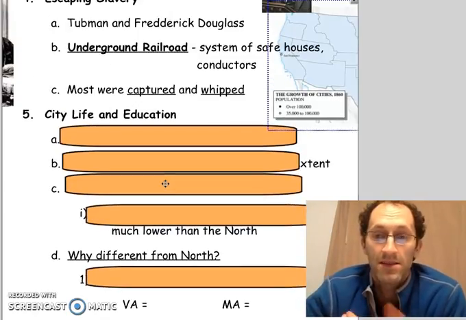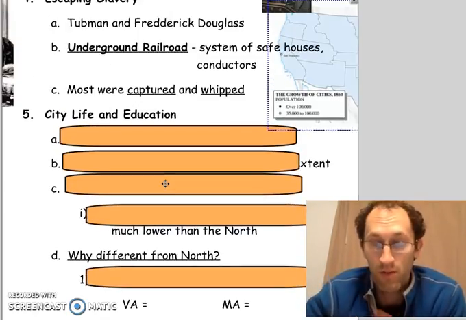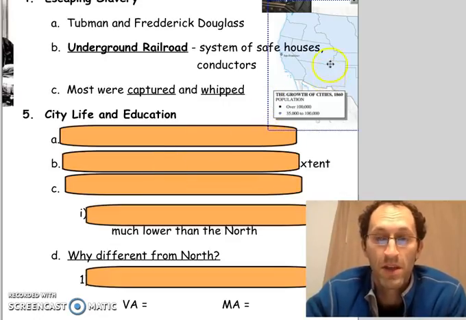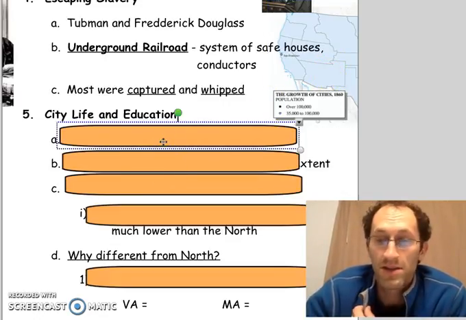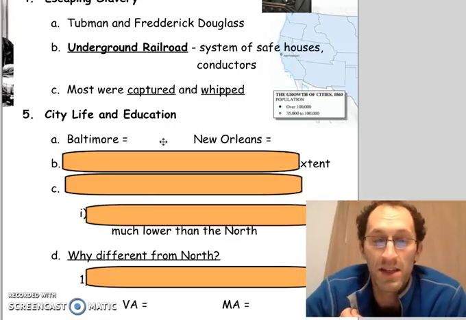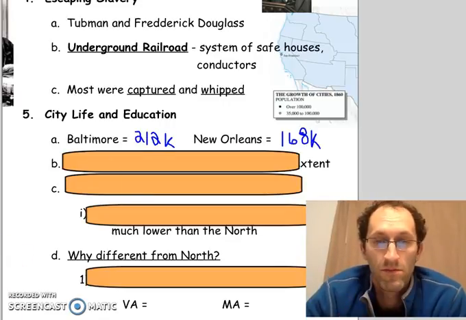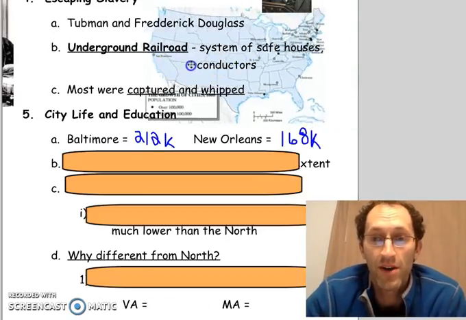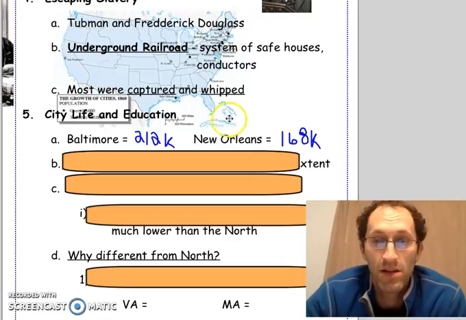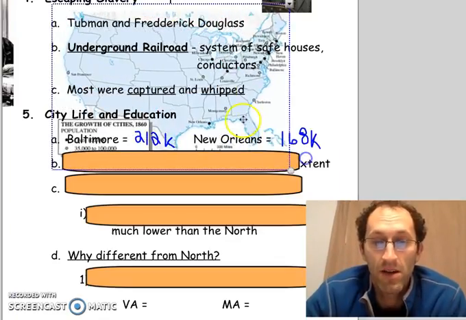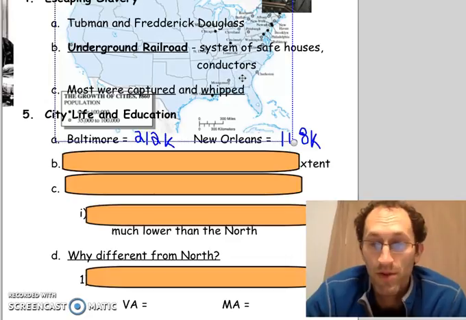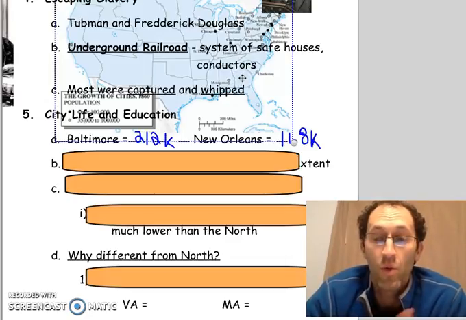The main thing is it's going to be different than the North. We need to understand why and how. Okay, let's start with cities. The city of Baltimore, for example, would have 212,000 people by 1860, and the city of New Orleans would have 168,000 people by 1860. Now, the biggest cities in the North, remember New York and Philadelphia, were well over 500,000 people at the same time.